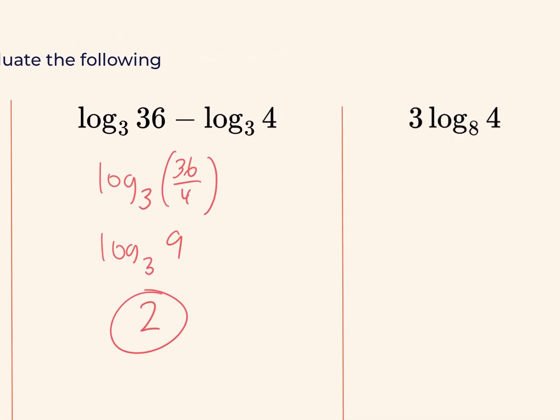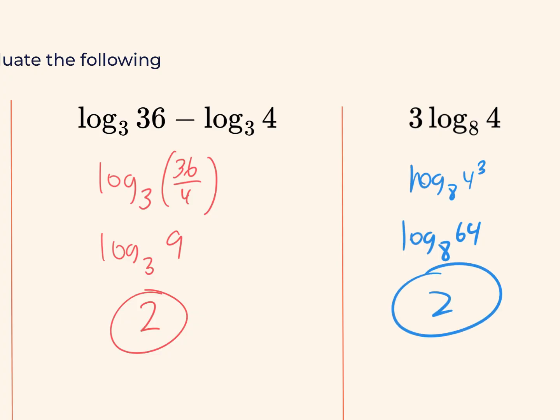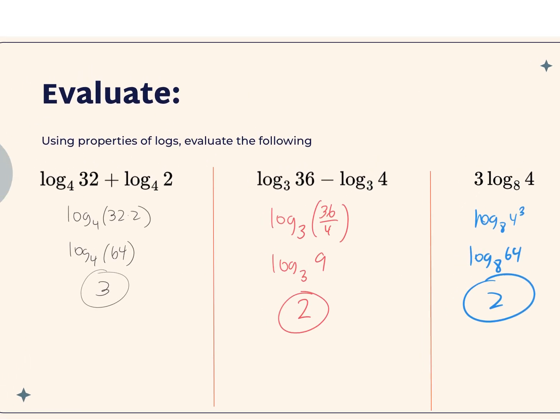So lastly here, I'm going to use the power property. So I'm going to rewrite this 3 times log base 8 of 4 as log base 8 of 4 to the third power. Now let's simplify. So this is log base 8 of 64. And I do know that log base 8 of 64 is a normal old 2. So in all three cases, we use 3 different properties to help us simplify or evaluate these expressions.